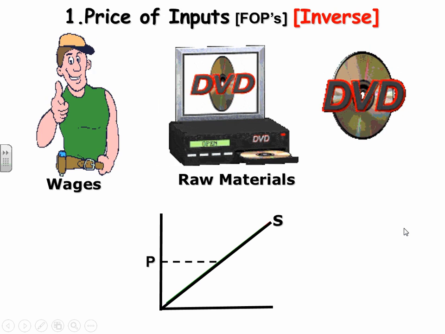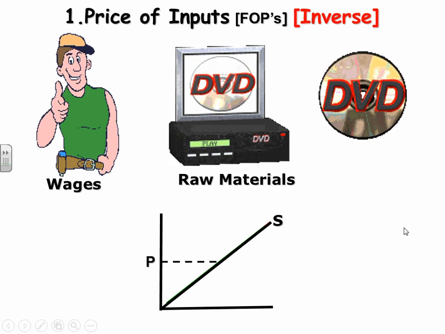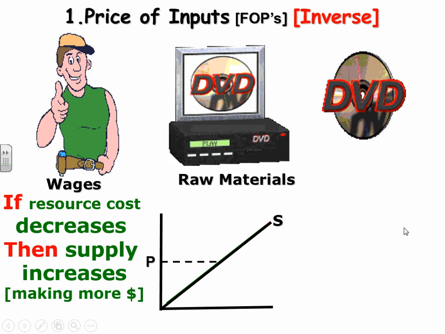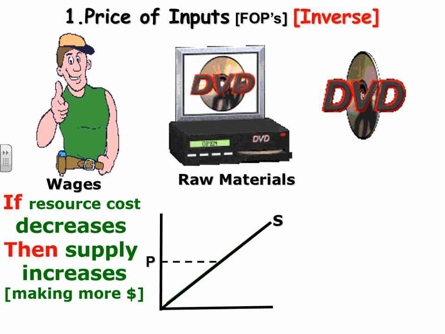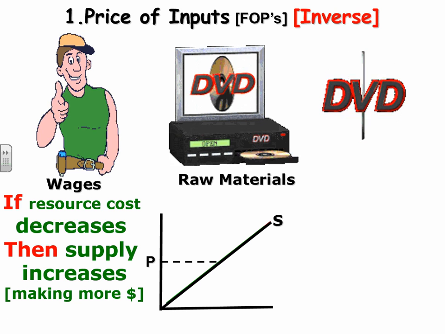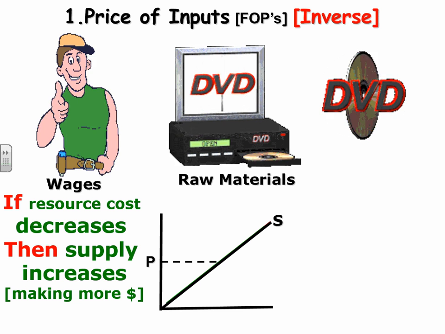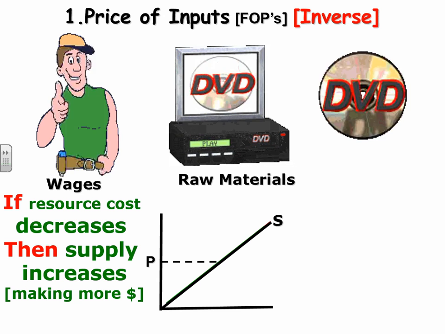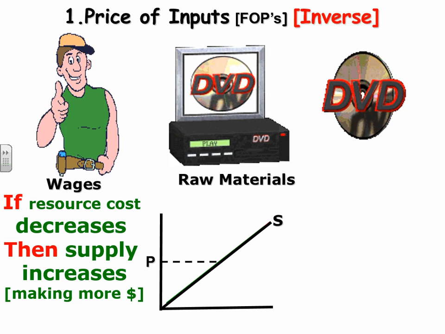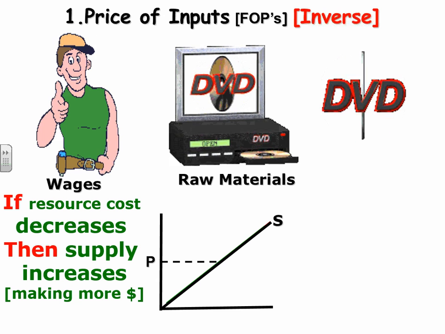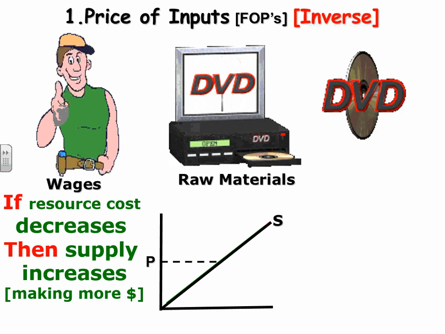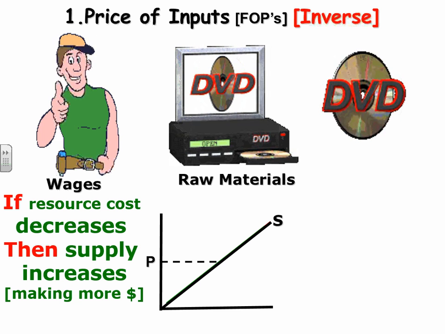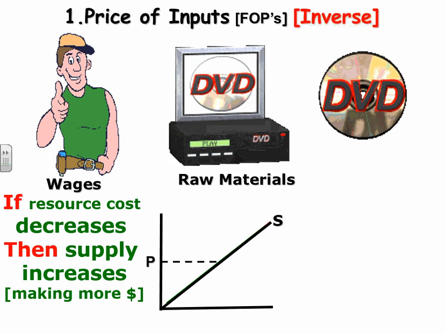So if you look at the manufacturing of DVDs, what would cause a positive or a negative shift? So if the resource cost goes down, let's say that this dude decides to take less money for pay, or we can cut back on his health benefits, well then that would be a positive shift. Or if the price of oil went down, so that would also be in the manufacture of the DVD disc, well that would be a positive shift.